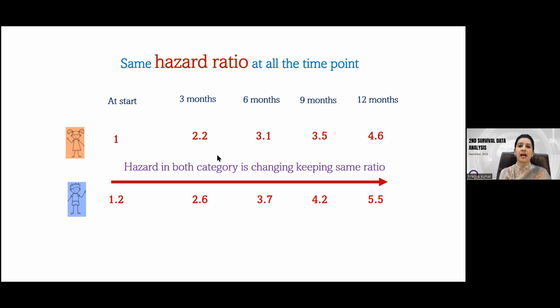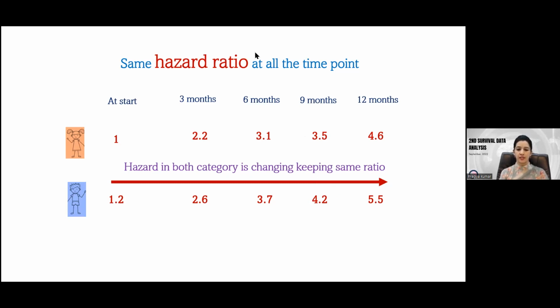And Dhruv, maybe I am coming to this concept later, just after a few slides. Until that time, you just think that this is very much like an odds ratio. The difference is that there is a time factor also in this. So in this case, you can see that at 9 months, if you take the proportion, what will be the value of 4.2 by 3.5?